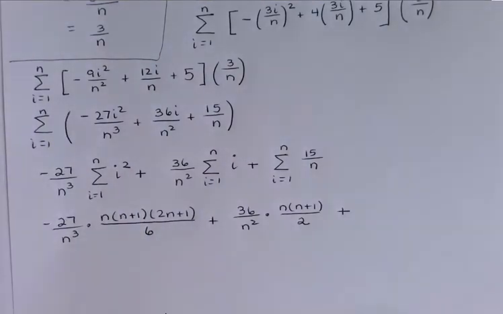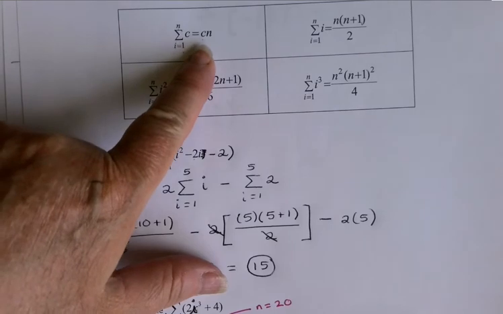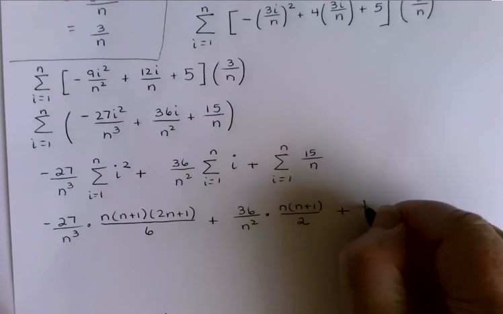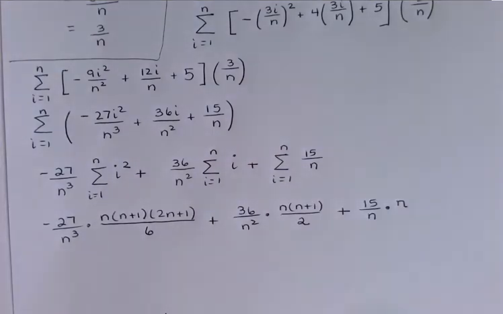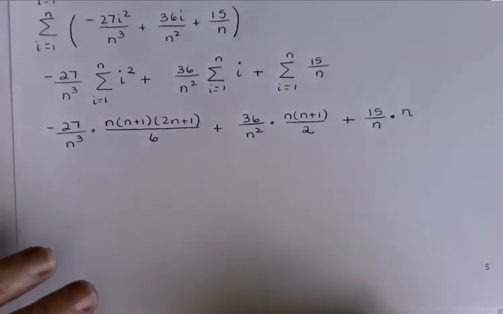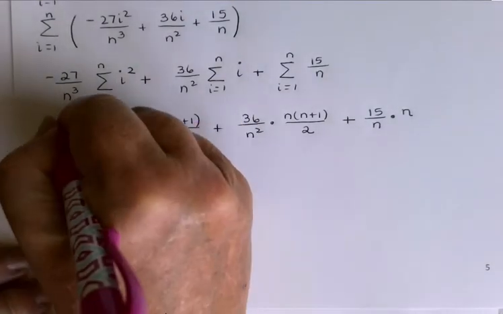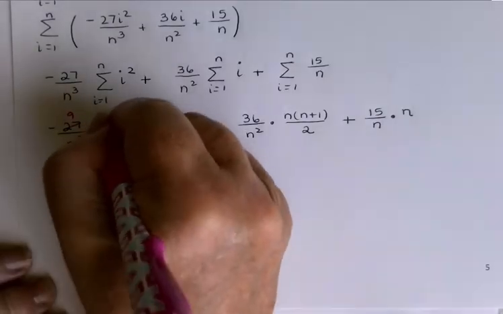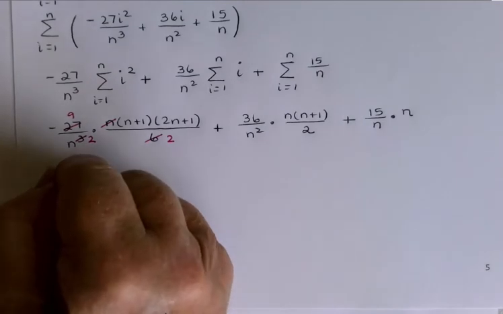Plus, that 15 over n, there's no i's in there. So that's just treated as a constant. So the formula for a constant, take the constant times n. So the constant 15 over n times n. All right, we're back to algebra. What can I do? Dividing out a 3 gives me a 2 and a 9, and I can divide out one of the n's. So I'd have negative 9.